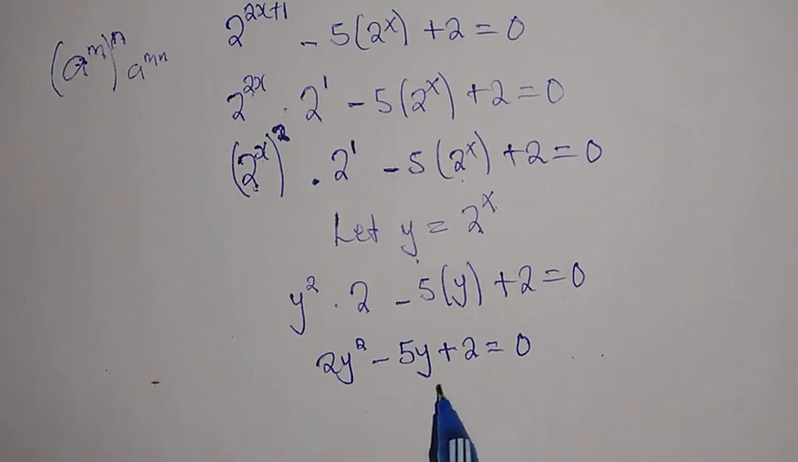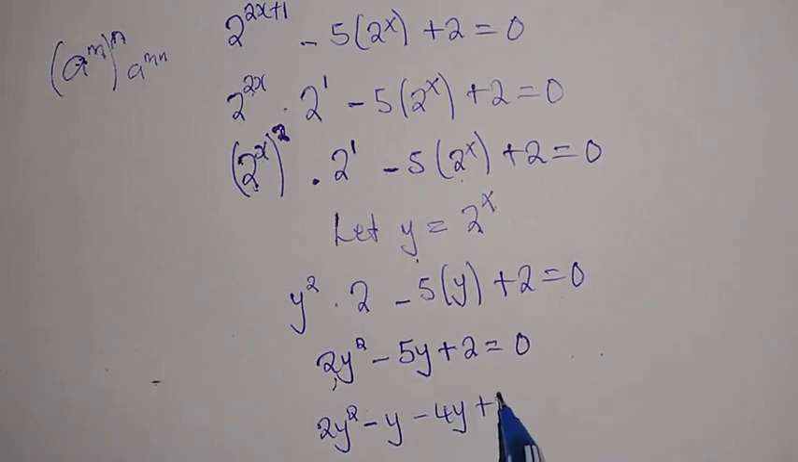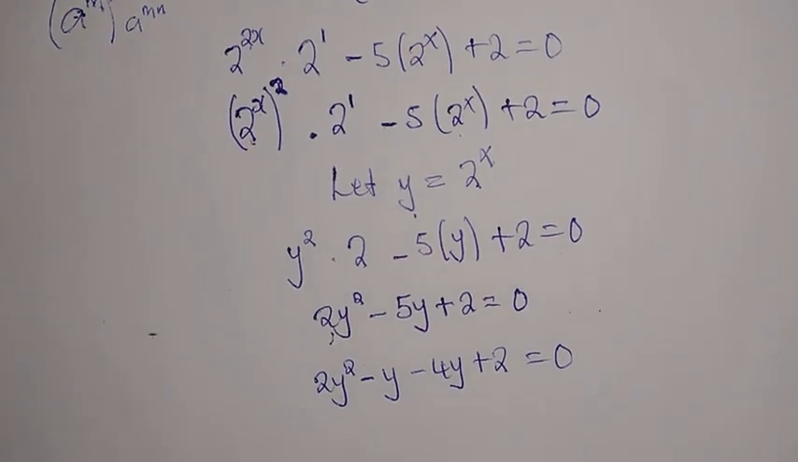Now what you can observe is that we are going to write 2y squared minus y minus 4y plus 2 is equal to 0. What has happened here is that we know the product is going to be a positive 4, and the sum is a negative 5. So I've gotten two numbers such that when we multiply them, we get a positive 4, and when we add them, we get a negative 5. These two numbers are negative 1 and negative 4. That's why I've written negative y, negative 4y.